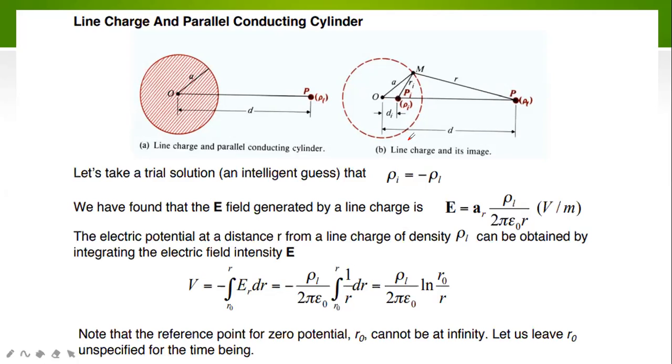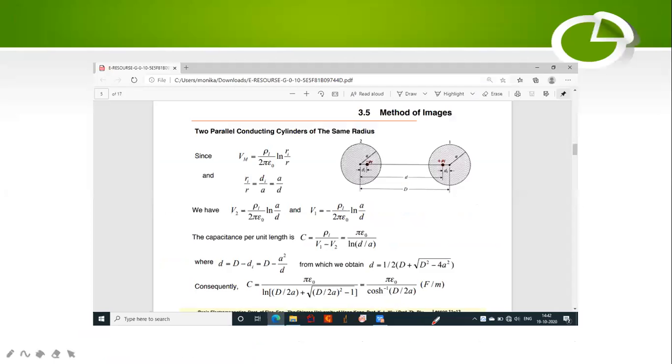But for the spherical shape, the values of d dash and q dash were different, and in the cylindrical shape we can write rho I equals minus rho I. This is the one difference between sphere and cylindrical shapes. The rest is the same. We can calculate the electric field, and then we can calculate the V.